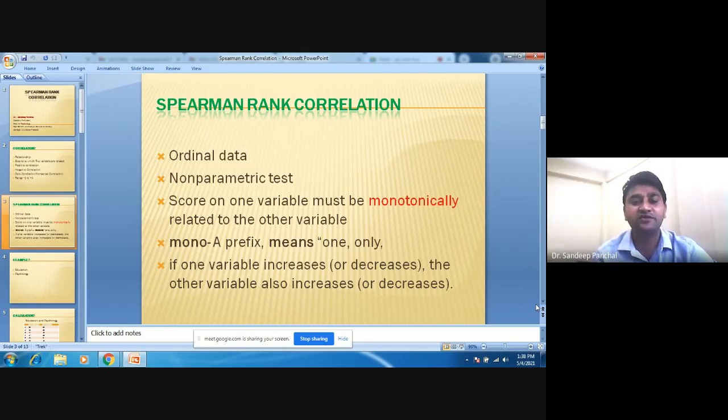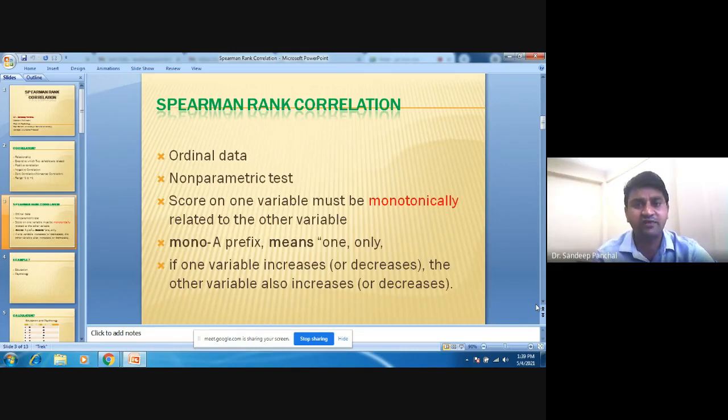Spearman rank correlation can be applied monotonically, which means if one variable is increasing, the second is also increasing in the same way. Or, if one variable is decreasing, the second one is also decreasing in the same manner. So these are the requirements for Spearman rank correlation. We have to understand these requirements first, then we can calculate the Spearman rank correlation.